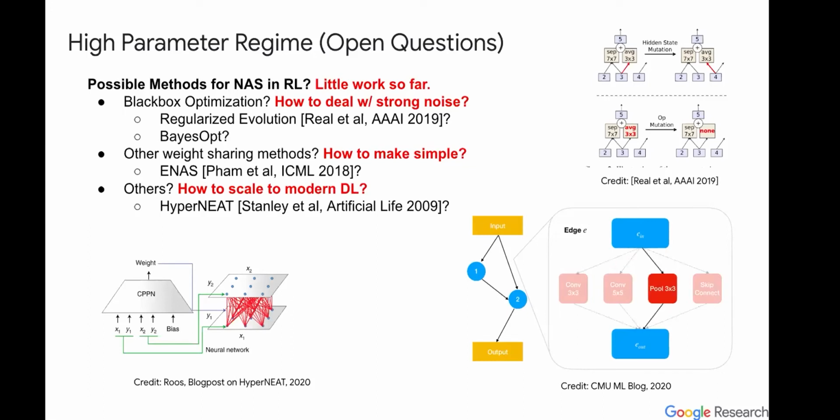Other weight sharing methods, like ENAS, use basically what's called a controller to do weight sharing. The issue there is that it's kind of unclear how you should put it in your distributed pipeline. So the issue is how do you make it simple? And there are a few others that are also, I guess, more classic. I think HyperNEAT still somewhat treats it as a black box optimization case, but how do you scale that to modern deep learning is unclear.